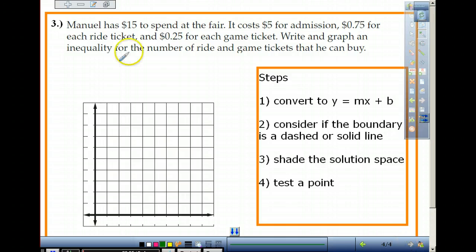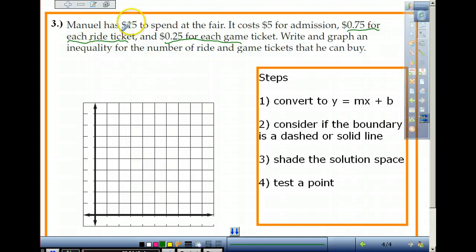Anything else? You will have a word problem. Keep in mind that anything that can change, that's your variable. So if you have 75 cents for each ticket, we don't know how many rides are gonna go on, and 0.25 for each game ticket, we don't know how many games are gonna play. So that's a good hint for the variables when it says for each or per mile or something like that. That's how you know you're gonna have a variable.